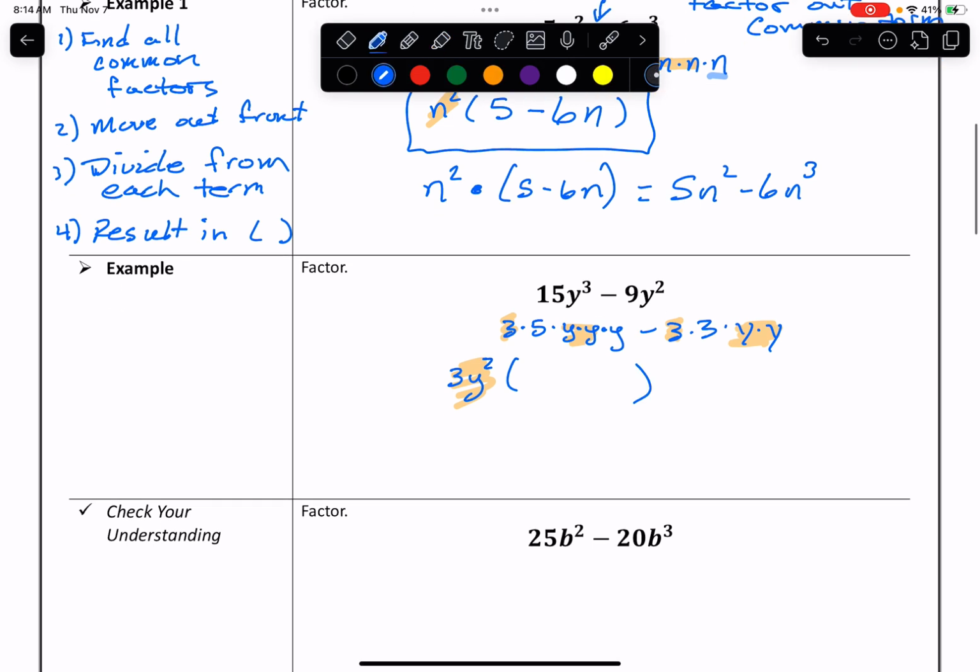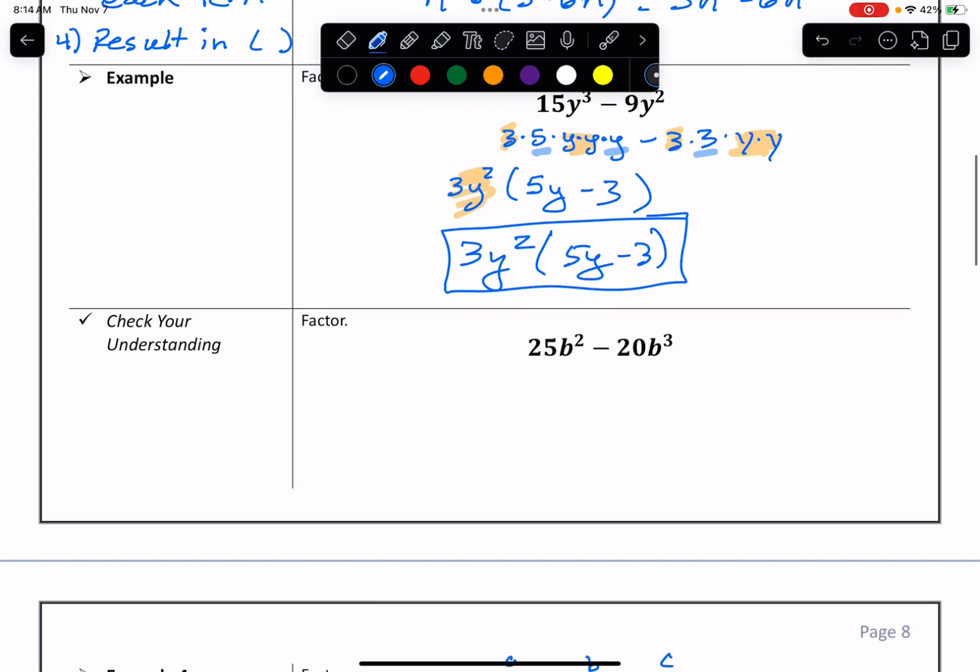Then I look at what's left over. This term has a 5 and a y, and this just has a 3. So the answer is going to be 5y minus 3. 3y squared times 5y minus 3.